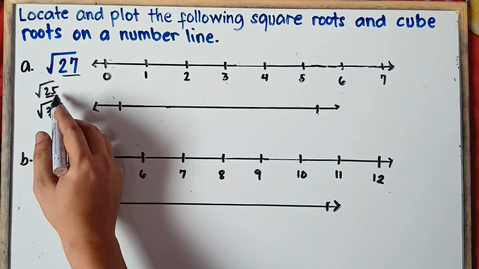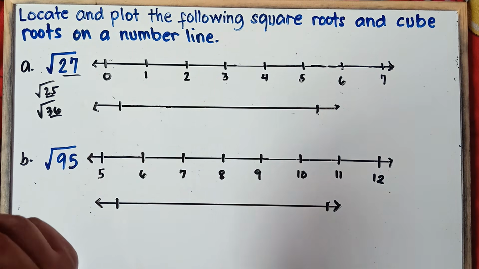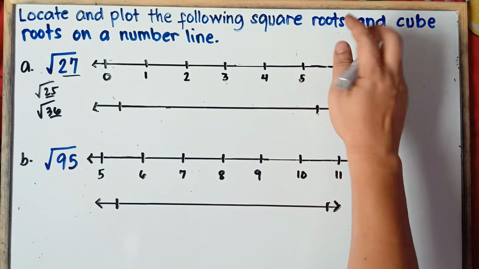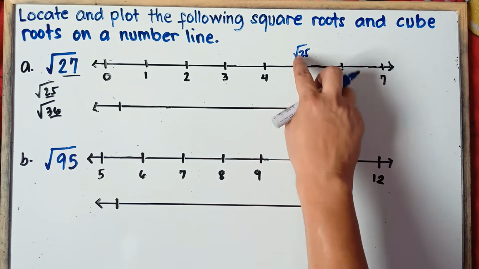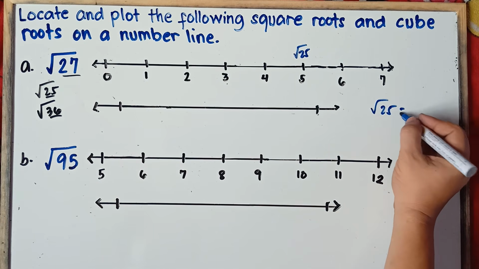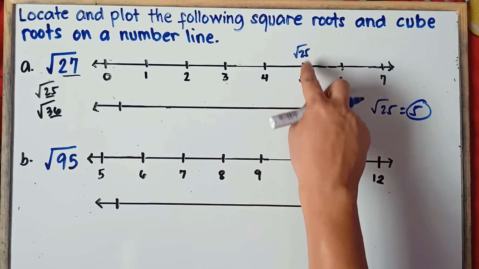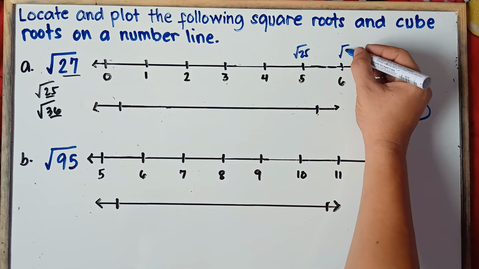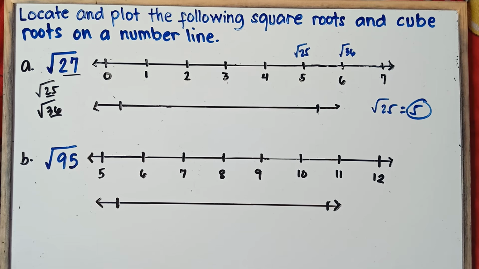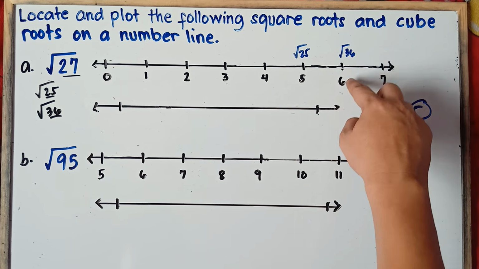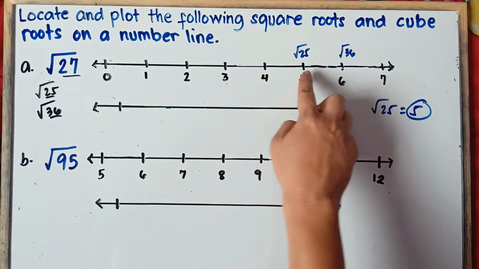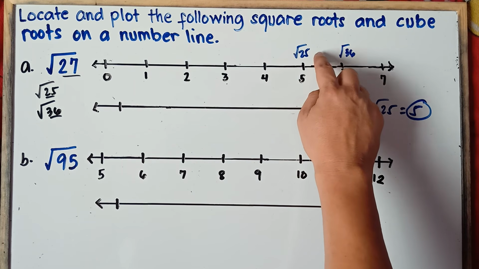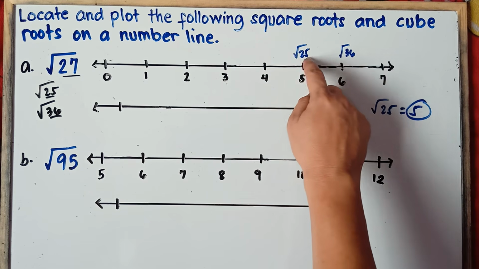Once again, class, 25 is a perfect square because the square root of 25 is 5. So therefore, the square root of 25 is aligned to 5. And square root of 36, the answer is 6. So this is the square root of 25, that is 5, and square root of 36, that is 6. Therefore, class, square root of 27 is in between square root of 25 and square root of 36.